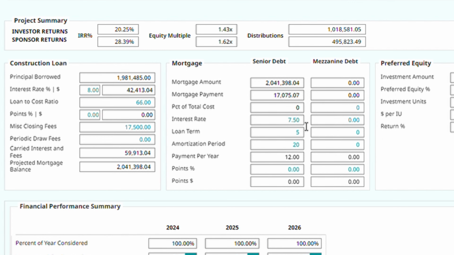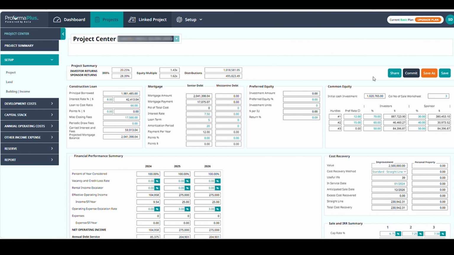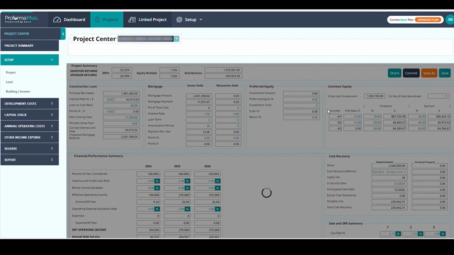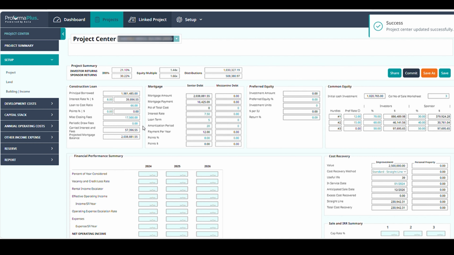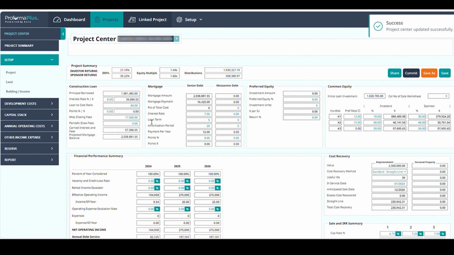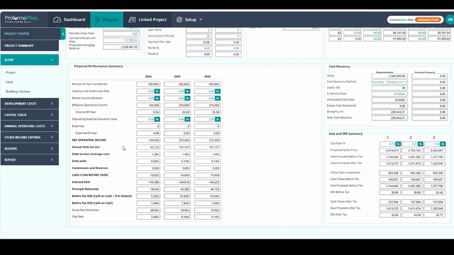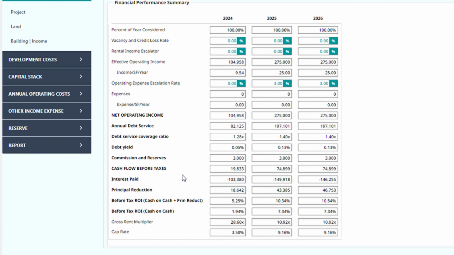And then I'm going to come up here and hit save and watch it do its magic. Ultimately, it will recalculate everything. So let's go back down to the cash flow before taxes, and you can see here I've gone from $67,000 to $75,000. So it's a pretty good jump for me and my investors.